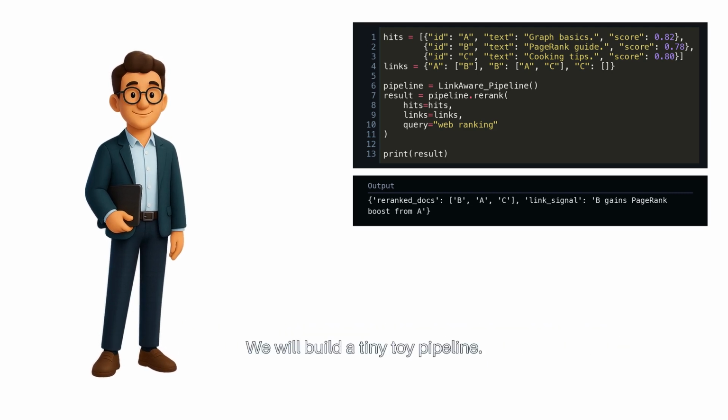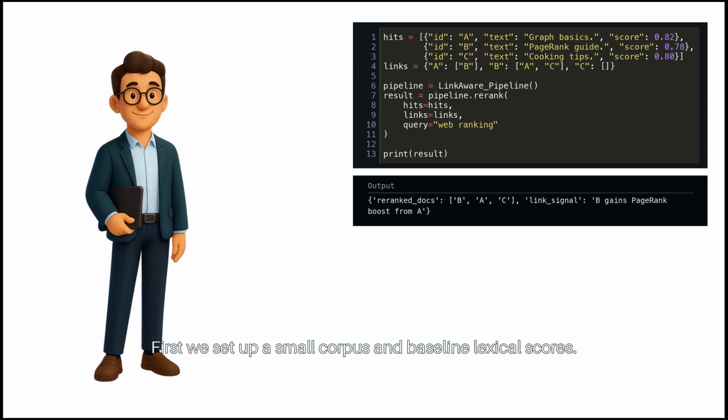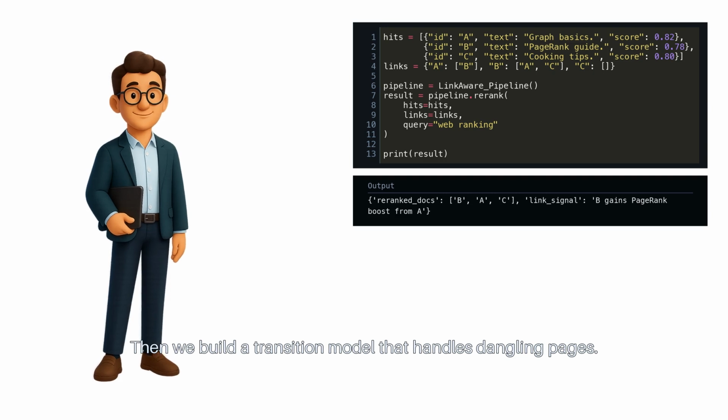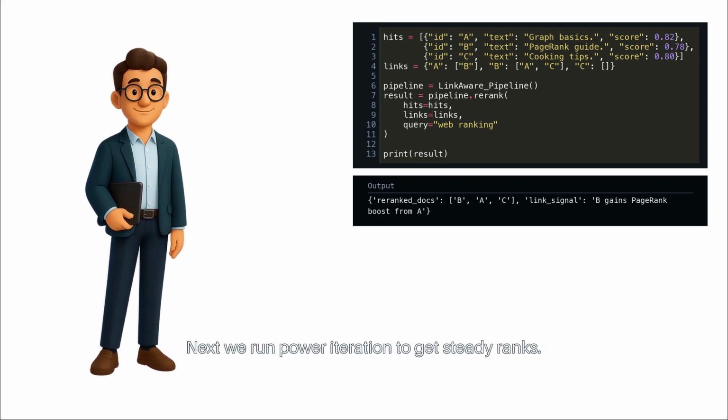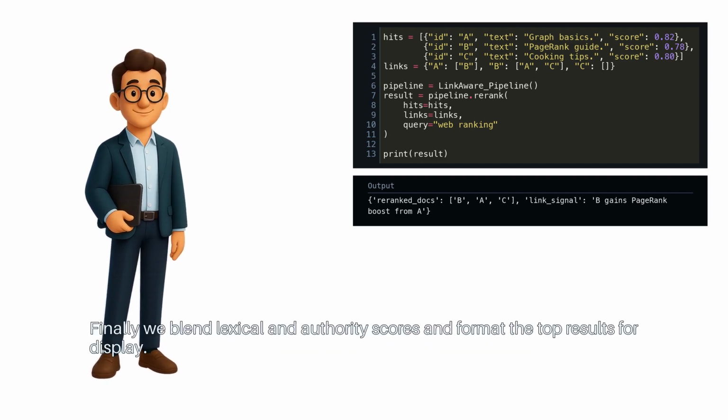We will build a tiny toy pipeline. First, we set up a small corpus and baseline lexical scores. Then, we build a transition model that handles dangling pages. Next, we run power iteration to get steady ranks. Finally, we blend lexical and authority scores and format the top results for display.